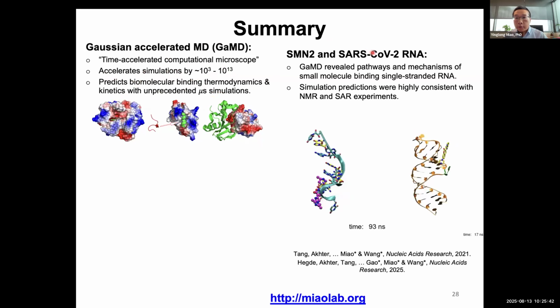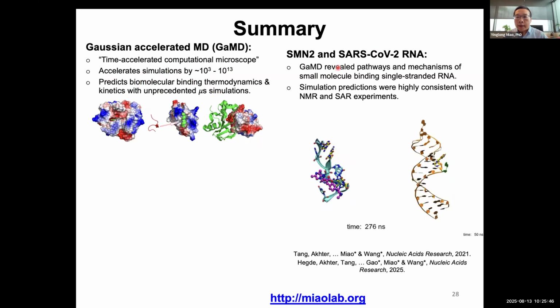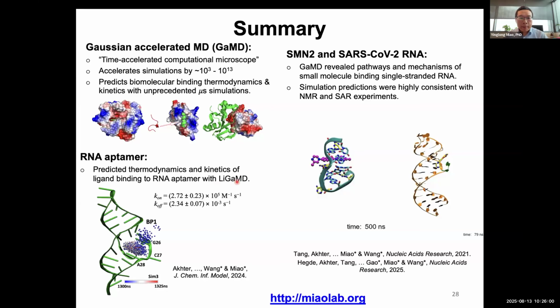For SMN2 and SARS-CoV-2, our GaMD simulations can help us to figure out the pathways and the mechanism of ligand binding to a single strand RNA. Our GaMD predictions were quite consistent with NMR and SAR experiments. And then with the ligand simulations, we can also capture both the binding and the dissociation of small molecules to an aptamer. We can estimate the binding thermodynamics and the kinetics.